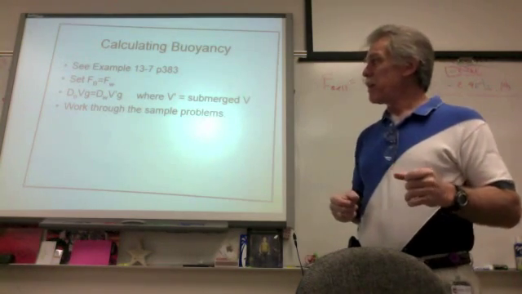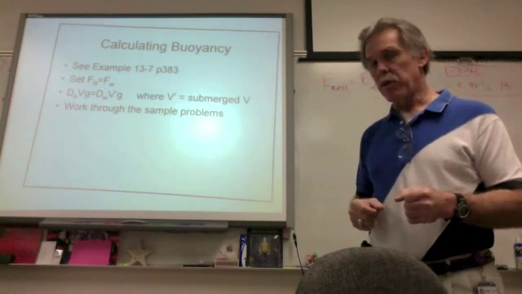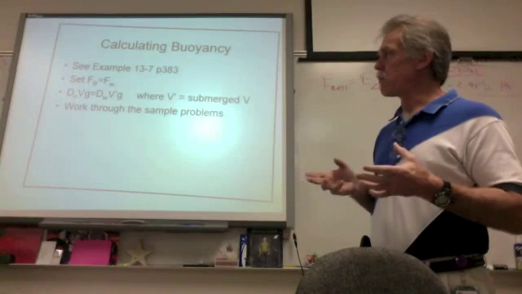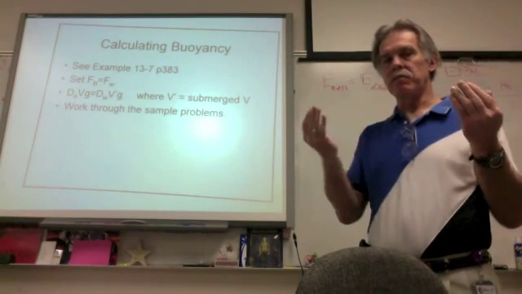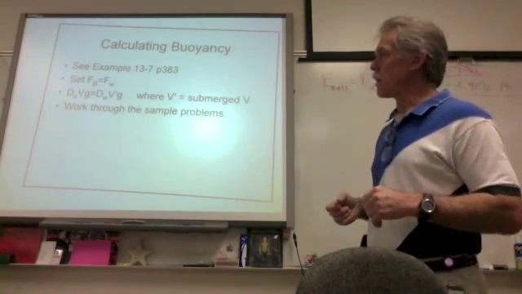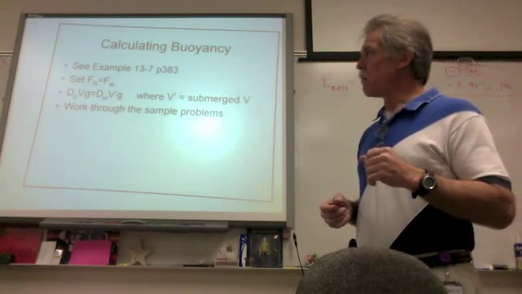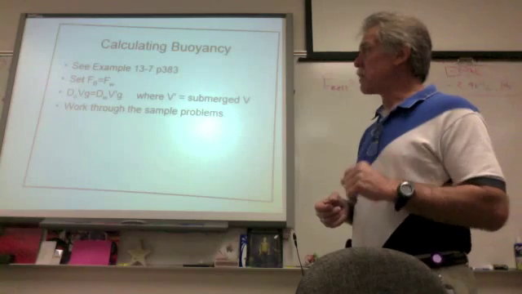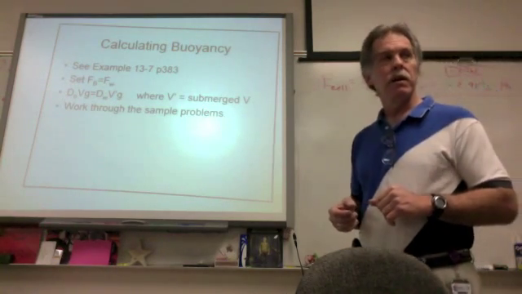The next step is to say density of the object times the volume submerged times 9.81. That would be the force of buoyancy, because the density times the volume times 9.81 is equal to the force. Then we look on the other side, and we also have DVG: density of the water displaced times the volume submerged times 9.81.